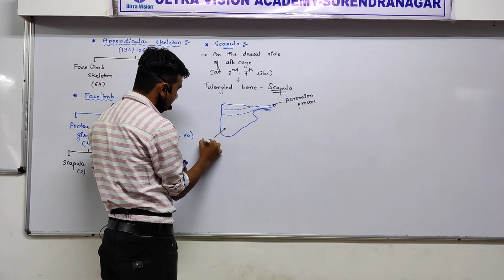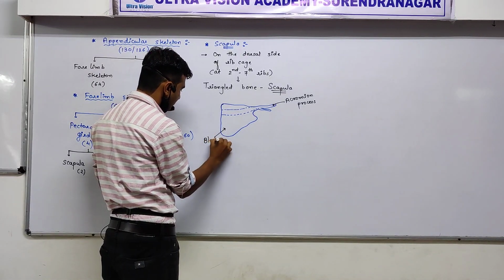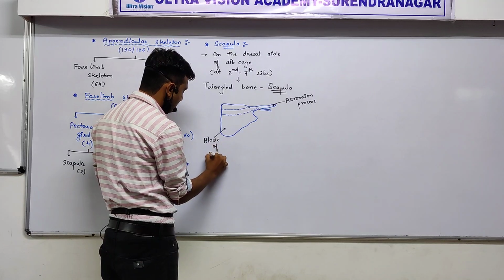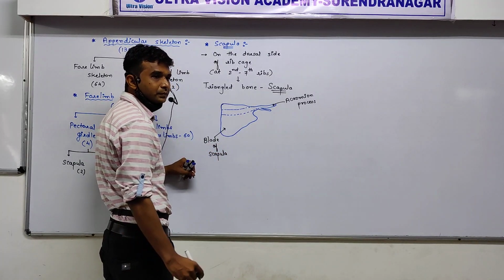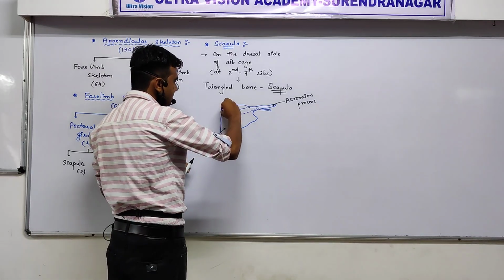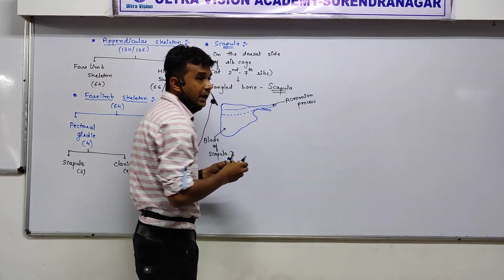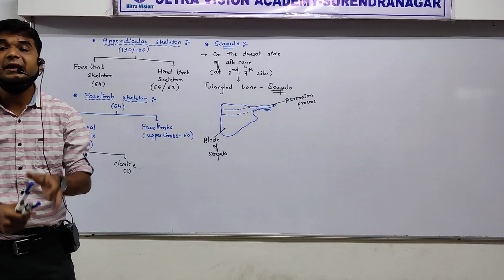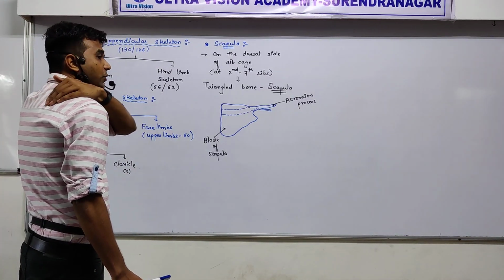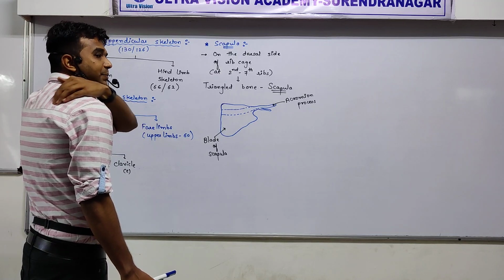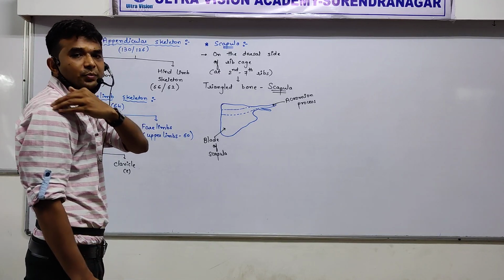This is known as the blade of the scapula, the main part. So one projection is from here to here, and you feel it at your back region. One projection comes forward like this. So that projection is known as the Acromion process.